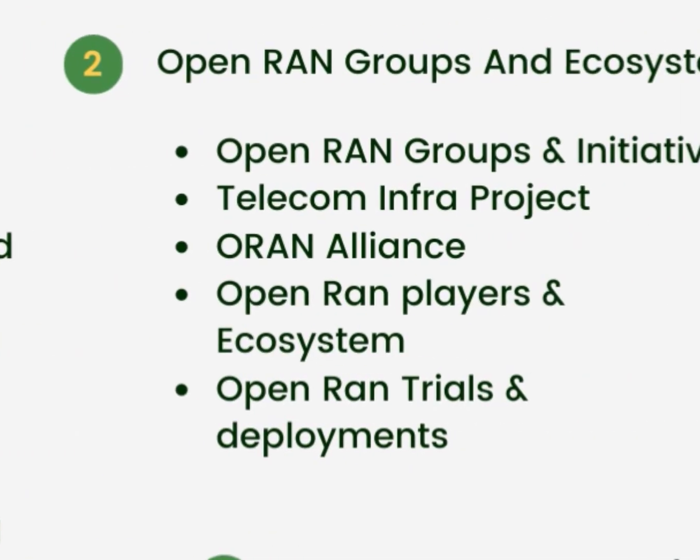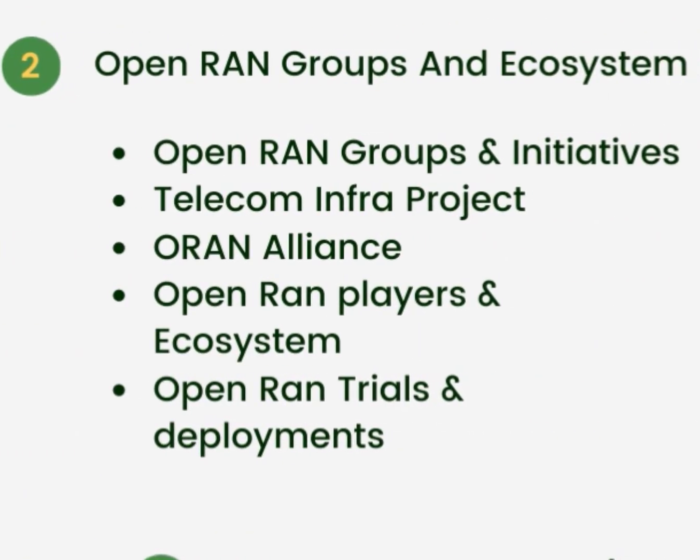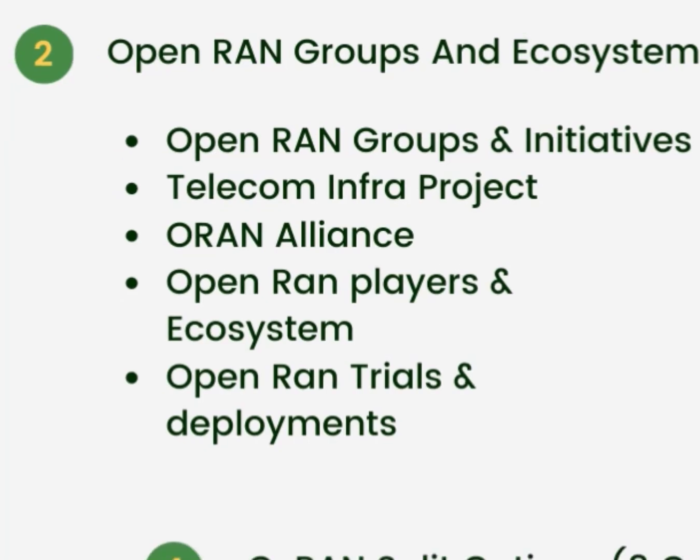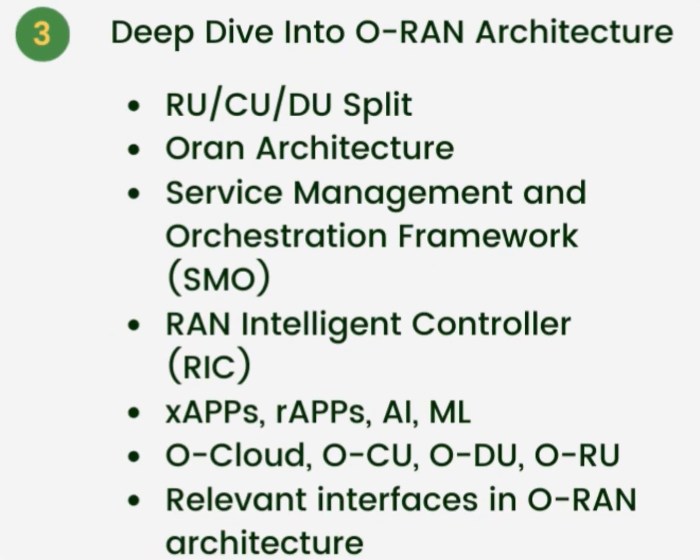Part 2, Open RAN groups and the ecosystem. This includes the Open RAN groups and the initiatives, Telecom Infra Project, ORAN Alliance, Open RAN players and ecosystem, and Open RAN trials and deployments. Part 3 includes a deep dive into the ORAN architecture, which includes RU-CU-DU split, ORAN architecture, service management and orchestration framework (SMO), RAN Intelligent Controller (RIC), xApps, rApps, AI and ML, O-Cloud, O-CU, O-DU, O-RU, relevant interfaces in ORAN architecture.